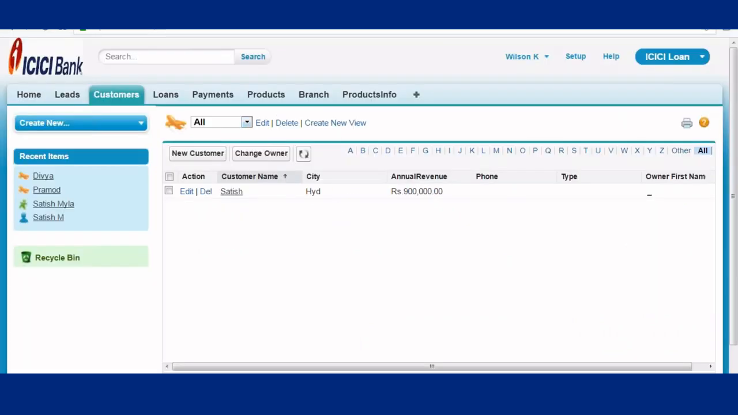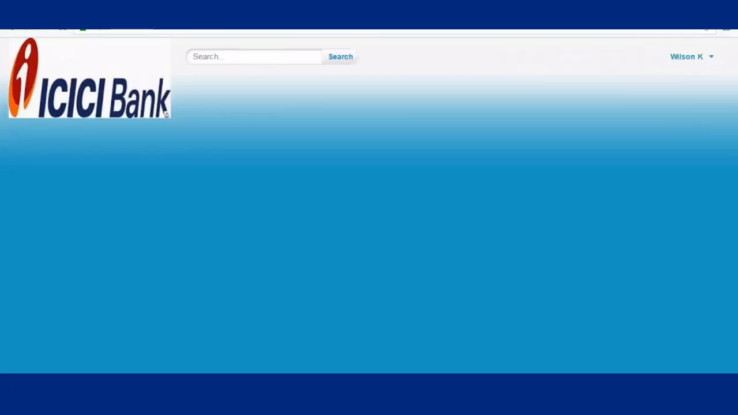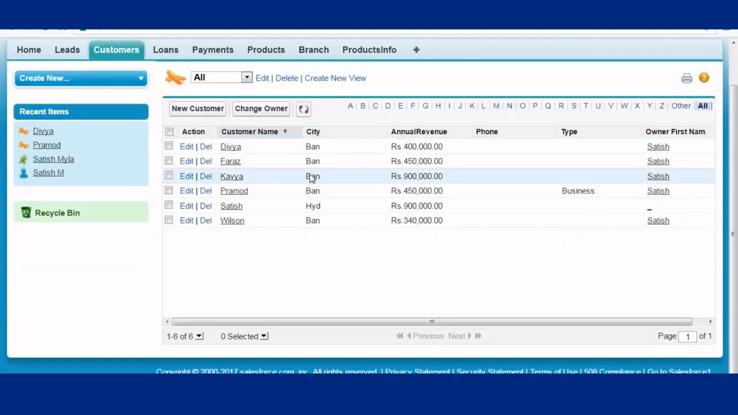So go back to this one. He was able to see all the records whose city equals Bangalore. Because of OWD, he should only see which record? Satish's record. But apart from Satish's record, he is able to see Divya, Paras, Kavya, Pramod and Wilson. Because of what? Sharing rule.